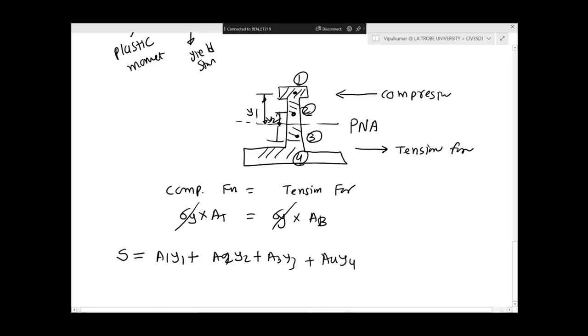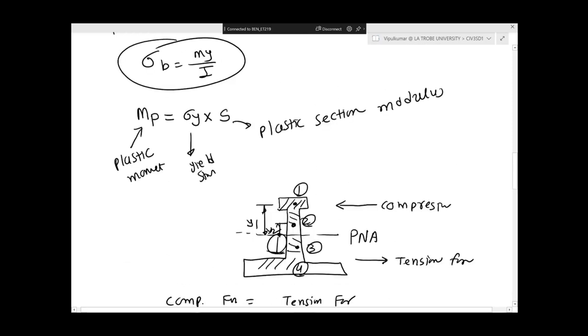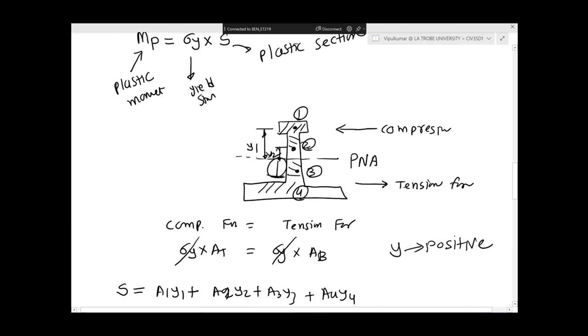And always take Y positive. Y down does not mean negative, always take it positive. Okay? So far, so good. And if you know this S, then the plastic moment is equal to S times sigma y. Okay, so that is the plastic moment. We saw those equations. So everyone clear? Right? Yes, please. We have one example in mechanics of solids.